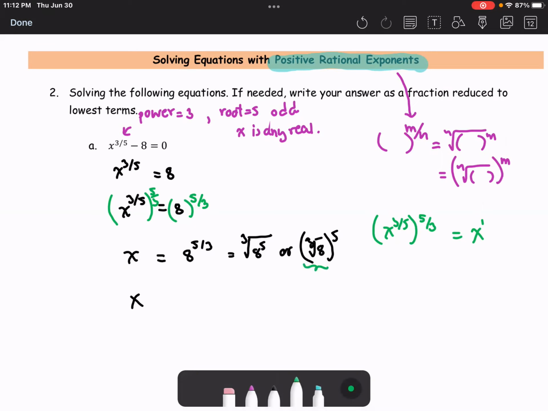This way, the cube root of 8 is easier to recognize, which is the value 2. So we are going to use that form. That means x equals 2 to the fifth, or x equals 32 for this problem.